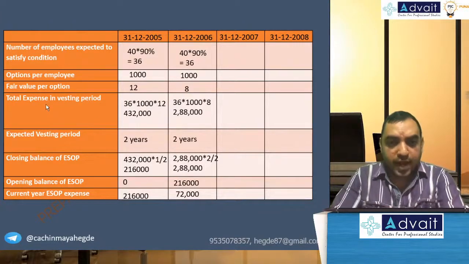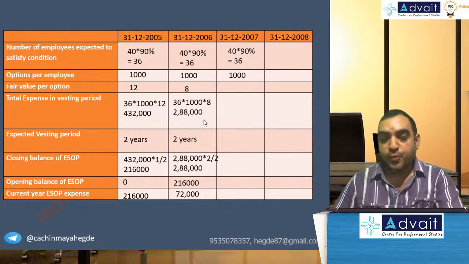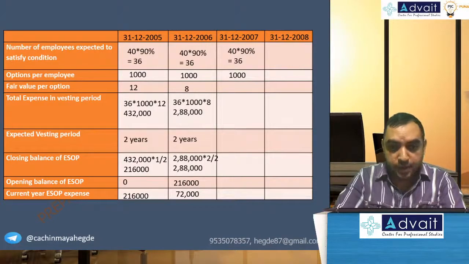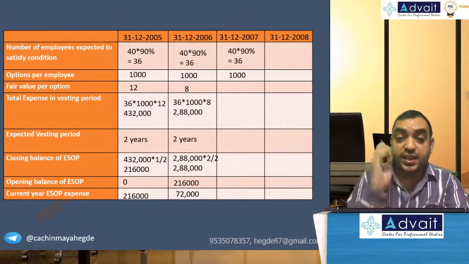Okay, so what will happen now? What is the fair value at the end of the year? So again, I'll say 36 employees, options per employee 1,000, fair value per option, which one will I take? Now fair value per option, I'll take it as not 8 rupees. Fair value per option became 13 rupees. No, at the end of 2007, the intrinsic value of each SAR was 10 rupees.